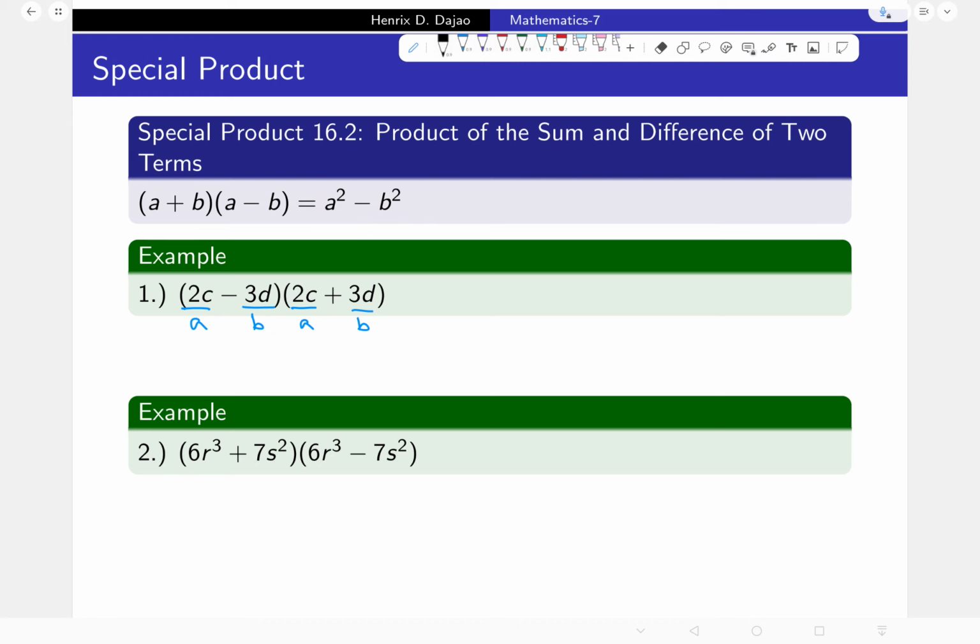So of course the answer will be a squared, our a here is 2c, then squared, minus b is 3d, then squared. So simplify, this is 2 squared, then c squared, minus 3 squared, then d squared. So we have 4c squared minus 9d squared. And we're done. So this is the answer.